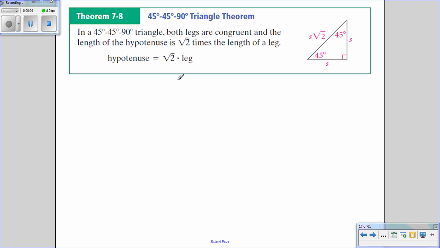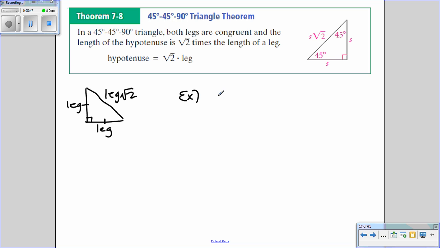So here's how the 45, 45, 90 right triangle works. The two legs of the right triangle are the same. They're congruent. The hypotenuse, which is the longest side, is whatever the leg is times the square root of 2.